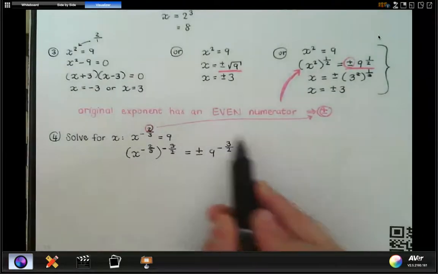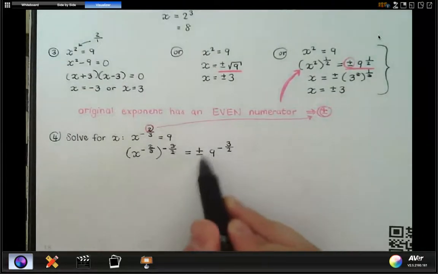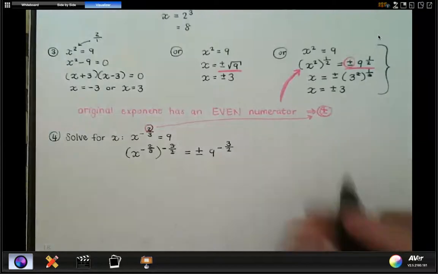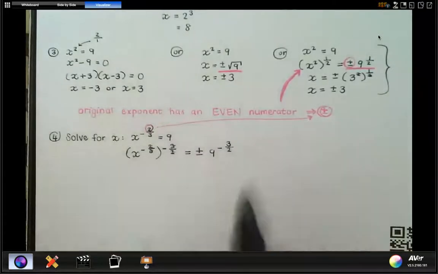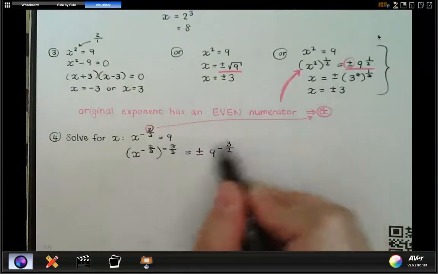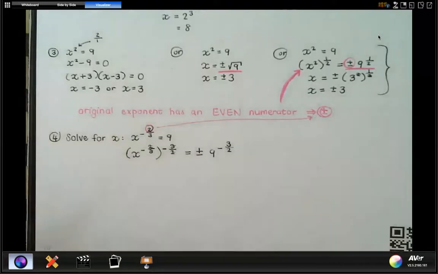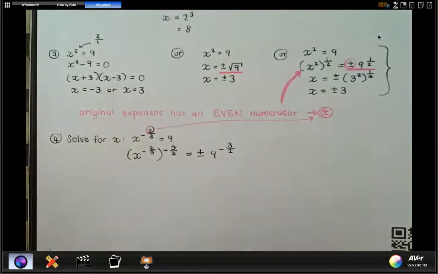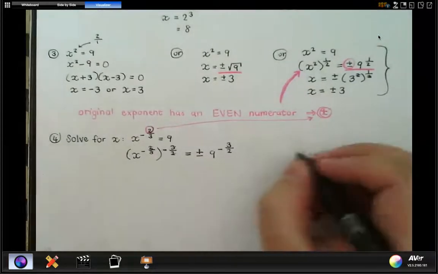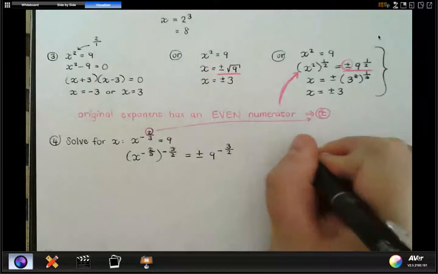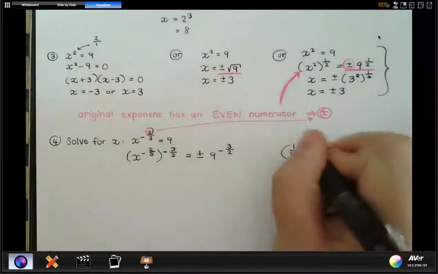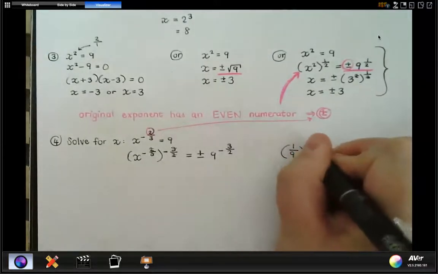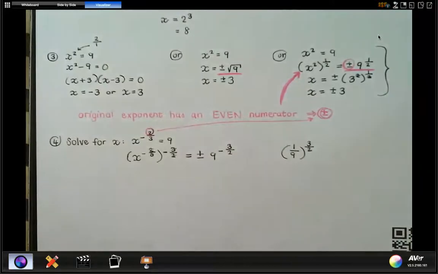All right, guys, just to reiterate, the reason why we are doing a plus or minus here is because our numerator is even. If you were to write this in surd form, in root form, well, because it's negative, it's a bit difficult. You could actually write this as 1 over 9 to the positive 3 over 2. I just don't want that negative.